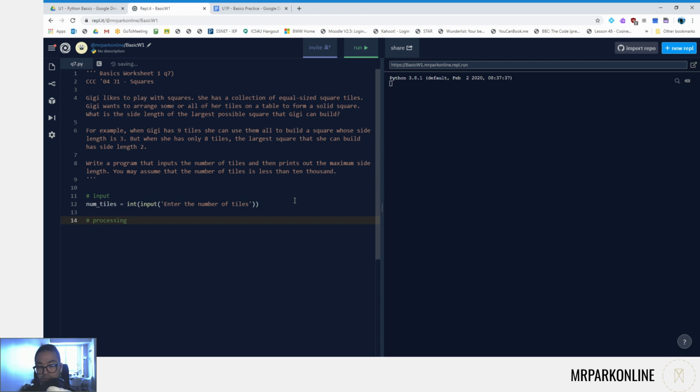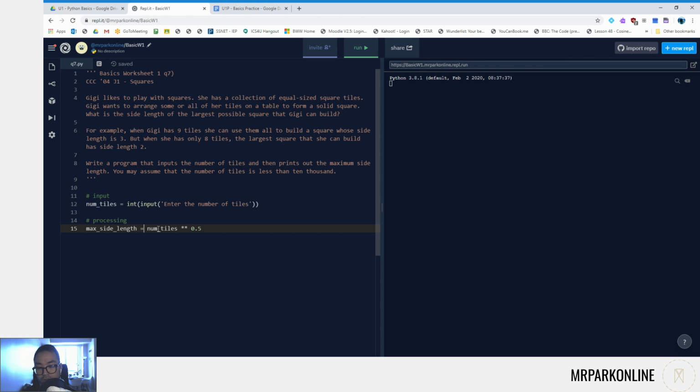Let's do some processing. Yes, we can import math and do square root with that, but I'm going to show you how to do square root without importing math. Let's say max side length is equal to our number of tiles to the exponent of 0.5. A square root is the exact same thing as a number having an exponent of a half.